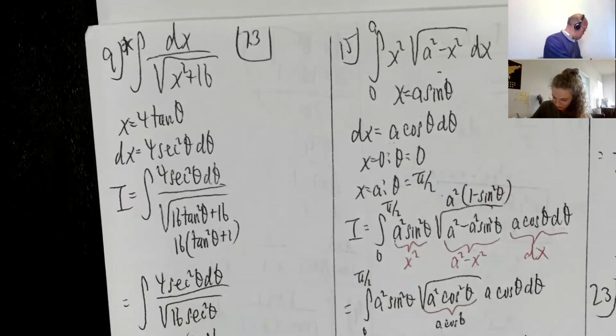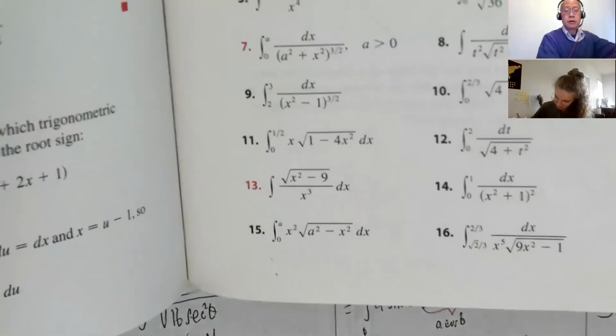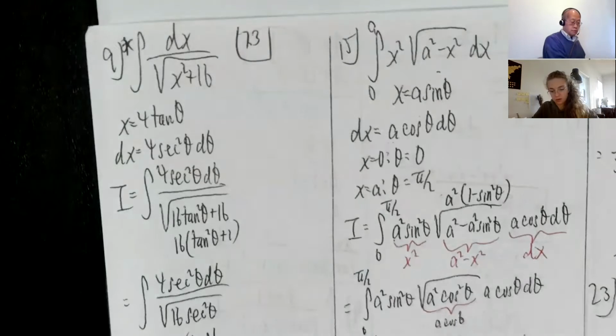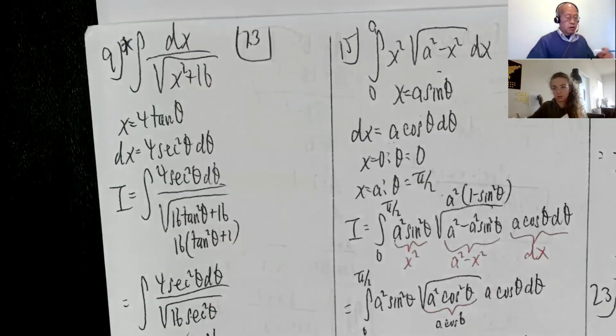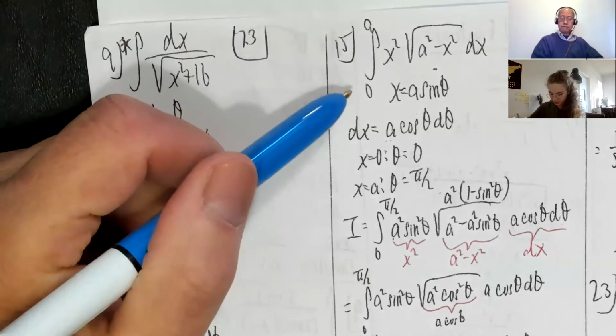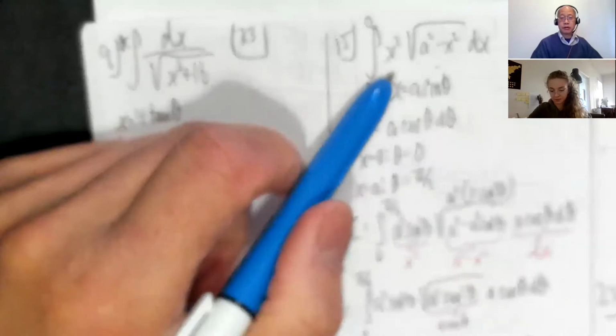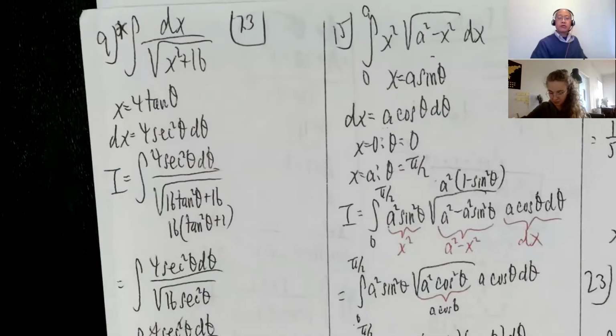All right, so now question 15. And 15 is a definite integral. They're giving you 0 to a. So our final answer, I was going to say it's going to be a real number, but it may involve a, if we pretend a is a real number. Okay, a squared minus x squared.